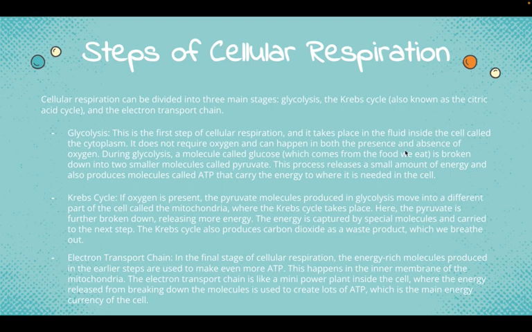Cellular respiration can be divided into three main stages. First step is glycolysis. It takes place in the fluid inside the cell called the cytoplasm. It does not require oxygen and can happen in both the presence and absence of oxygen.